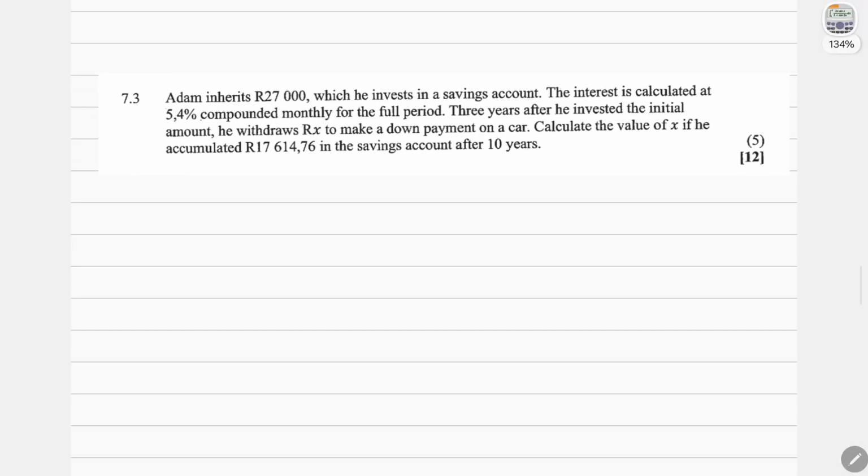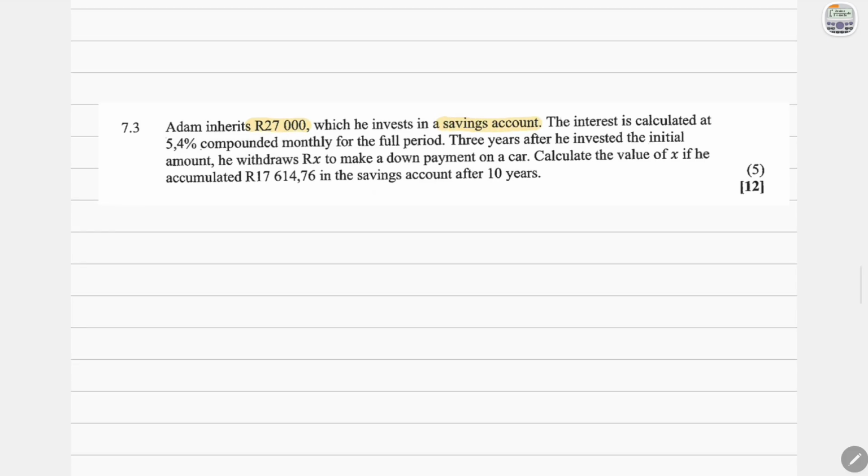Question 7.3 says, Adam inherits 27,000 Rand, which he invests in a savings account. Okay? And then they say the interest is calculated at 5.4% for the full period. Then, 3 years later, after he invests the initial amount, he withdraws X Rand to make a down payment on a car. Calculate the value of X if he accumulated 17,614.76 cents in the savings account after 10 years.